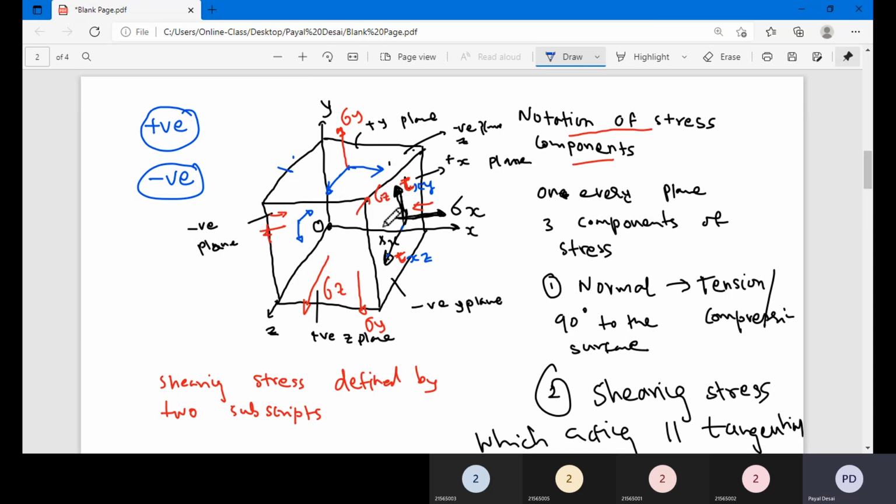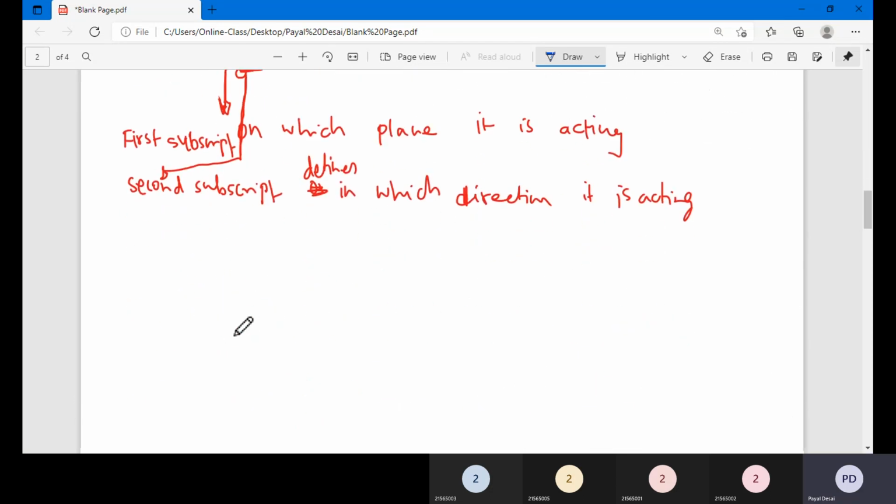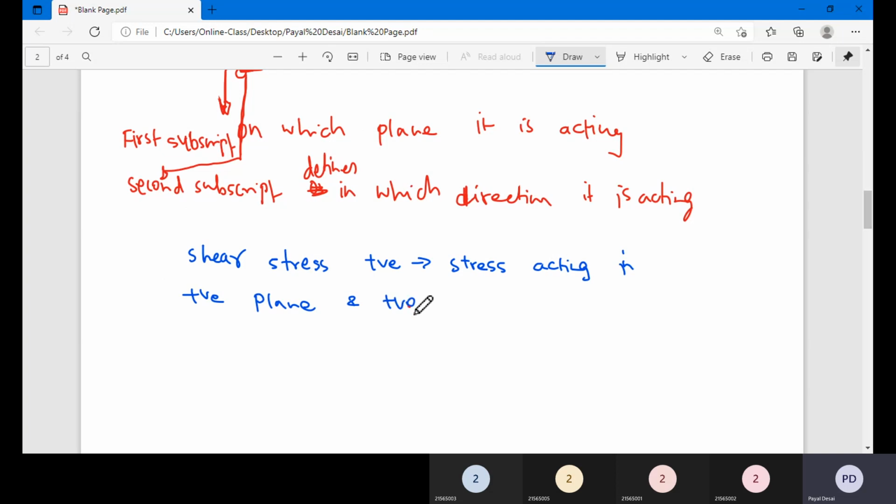Okay. So when do you call shear stress positive? See, normal हमने already define कर चुके हैं, compression and tension. So अभी tension में है तो सारे positive है. But when do you define shear stress positive? When stress is acting on positive plane in positive direction, stress acting in positive plane and positive direction.